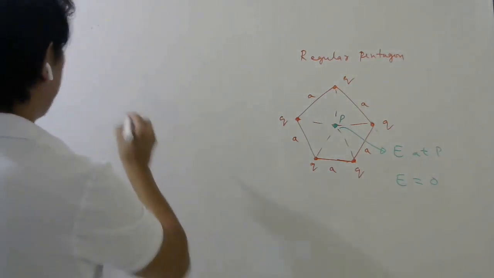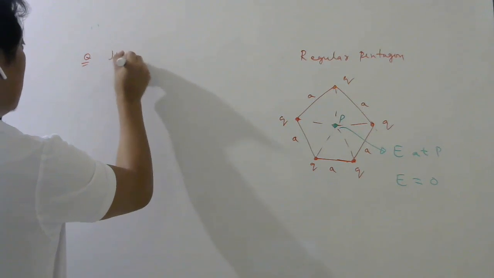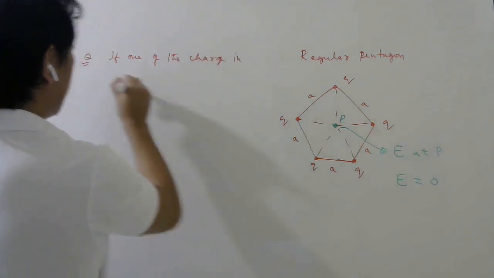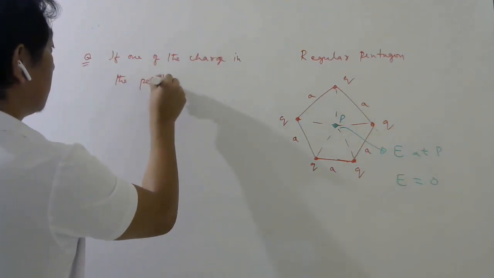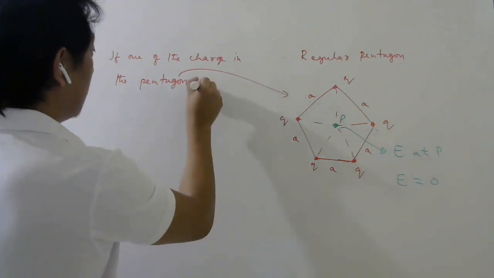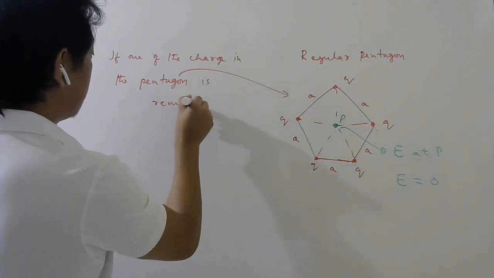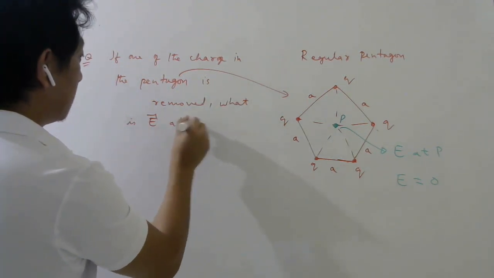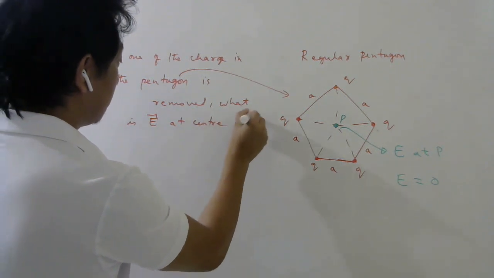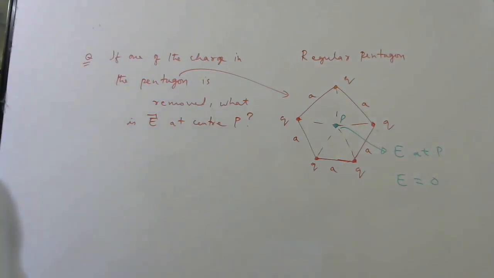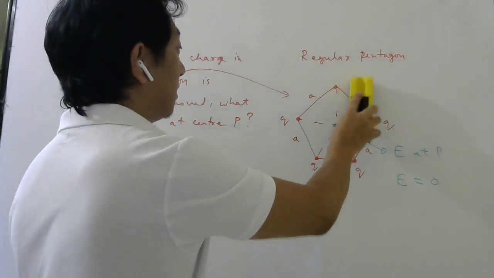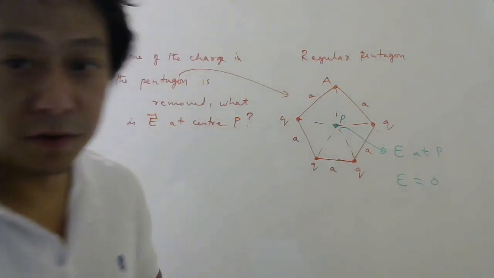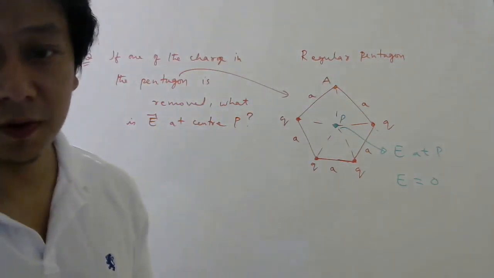Now my question is, if one of the charges in the pentagon, which I have shown here, is removed, then what is electric field at center P? So if I remove this charge, let's say, okay, so if I mark this point A, if I remove charge from this A, now will it be 0?